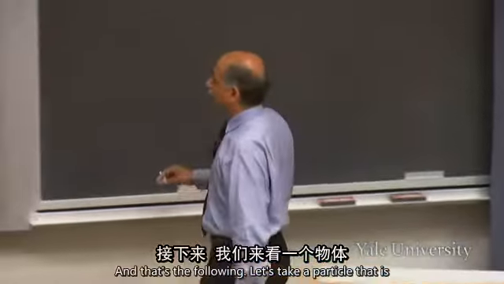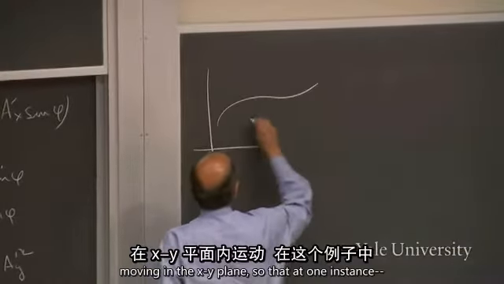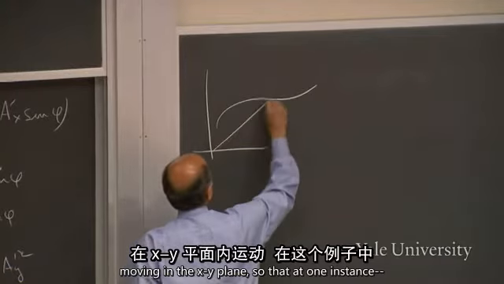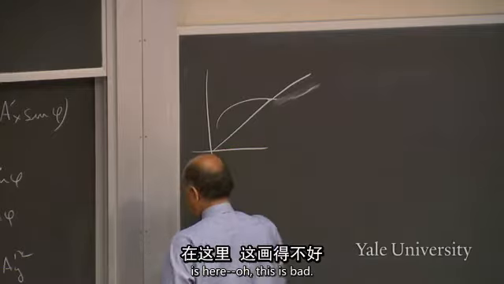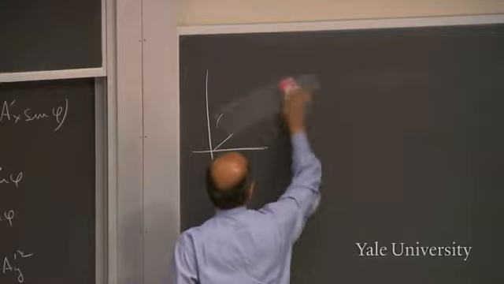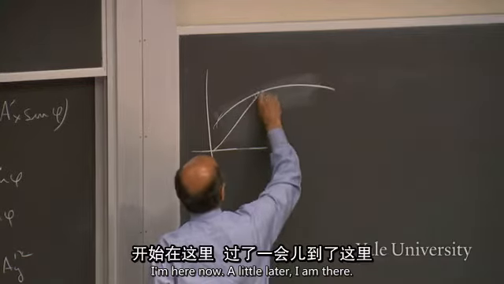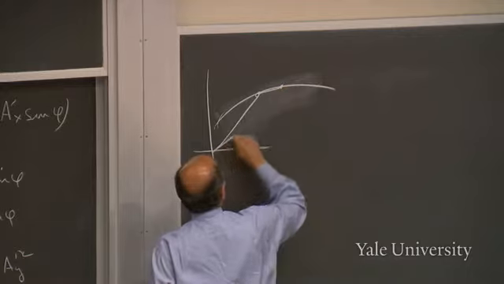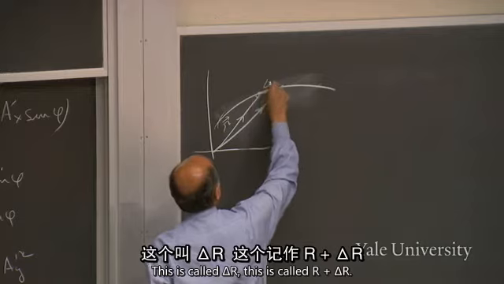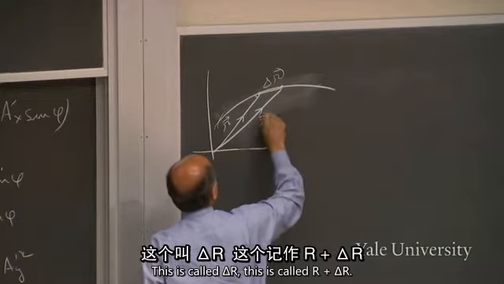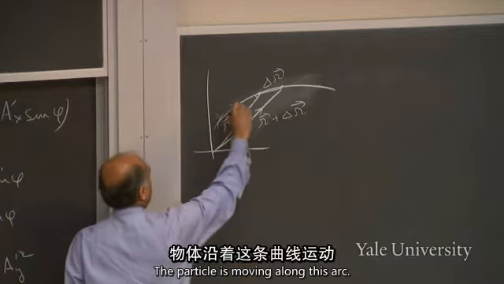And that's the following. Let's take a particle that is moving in the xy plane so that at one instant, let me change this graph. It's here. It's moving like this. So I'm here now. A little later, I am there. That's what I meant. So this is called r. This is called delta r. This is called r plus delta r. So the particle's moving along this arc.